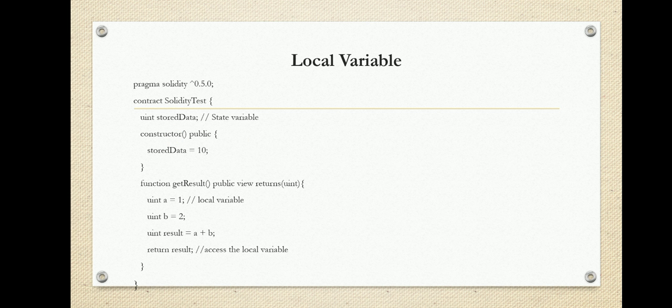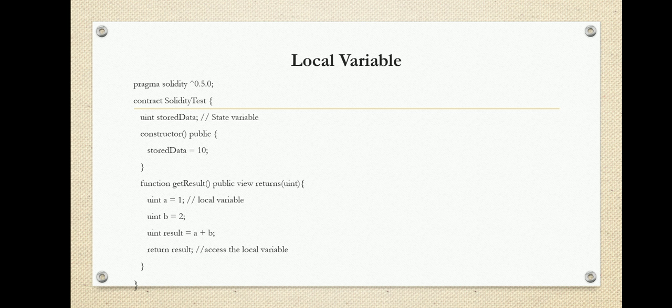Here you can see the local variable. How do we use local variables? I said local variables exist within the function, so within the function we can write the local variables. For that we have one Solidity program. We have written the pragma statement and defined the contract name SolidityTest. The state variable storedData is declared, the constructor is used, and storedData is initialized to 10. So here is the local variable concept.